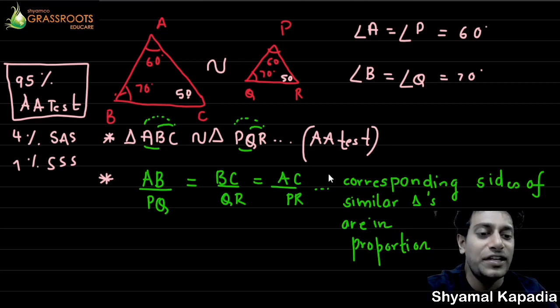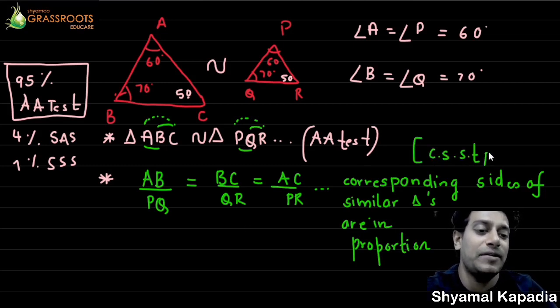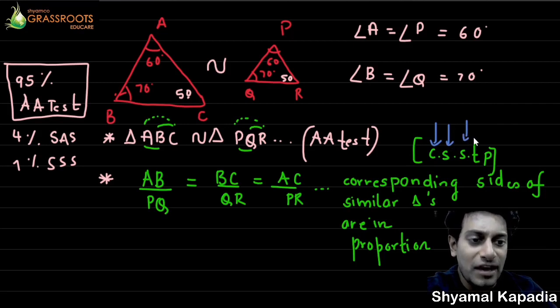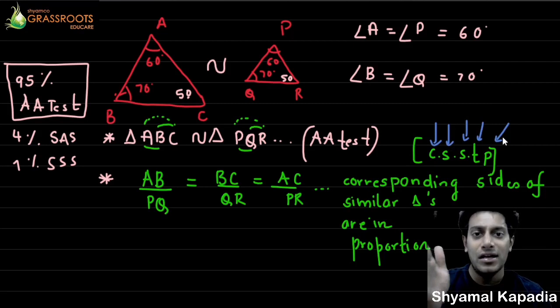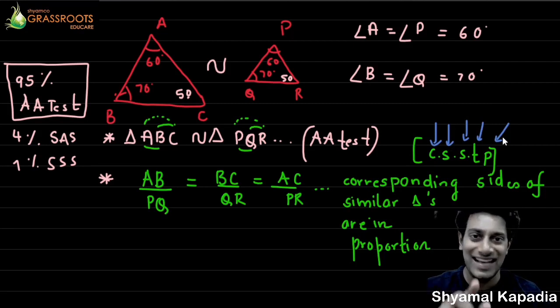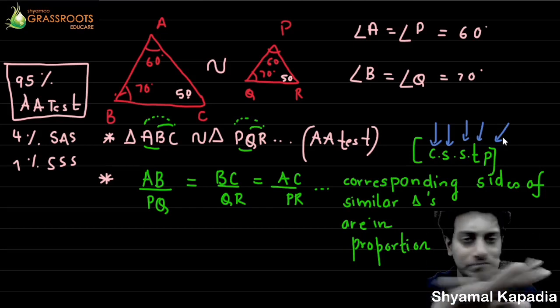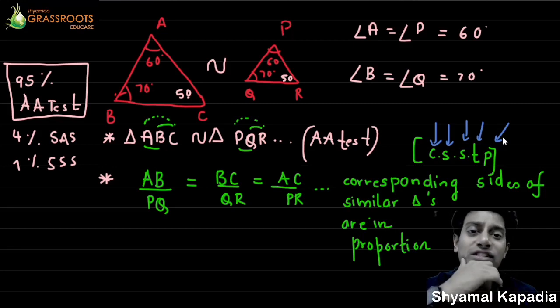I also call it as CSSTP. Now what do you mean by CSSTP? CSSTP means C for corresponding, S for sides, S for similar, T for triangles, P for in proportion. Corresponding sides of similar triangles are in proportion. In board exam, shortcut is not allowed. Never. You have to write the full statement only.